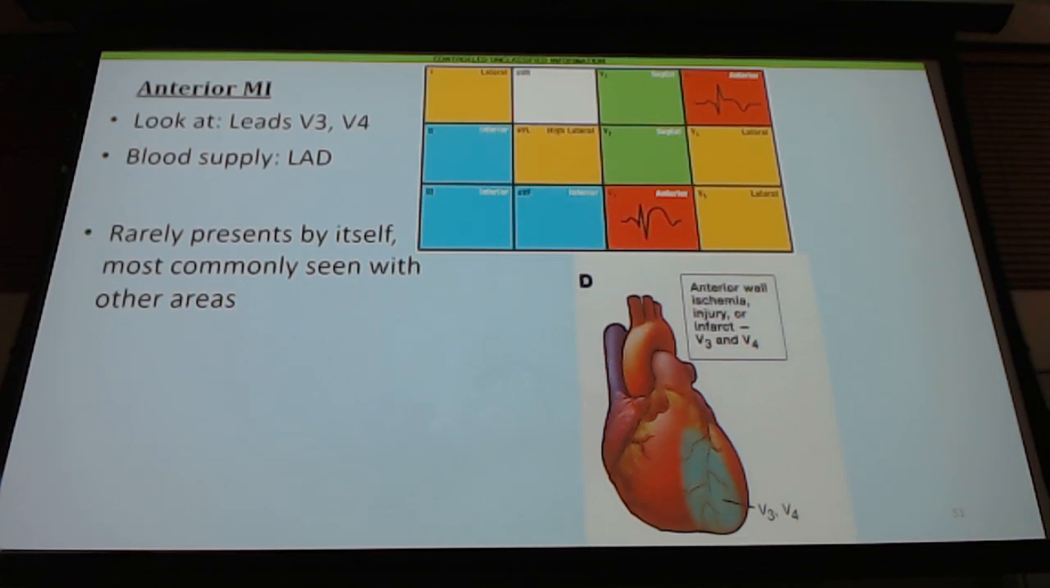When we look at an anterior MI, we're looking at V3, V4 is where that elevation is going to be. Again, it's a left anterior descending coronary artery that provides the perfusion to this area. And you can see, here's your V3, V4 region. Look what coronary artery is right there. Left anterior descending. So that's why we can determine that if you see an elevation in V3, V4, that it's the left anterior descending that's the problem.